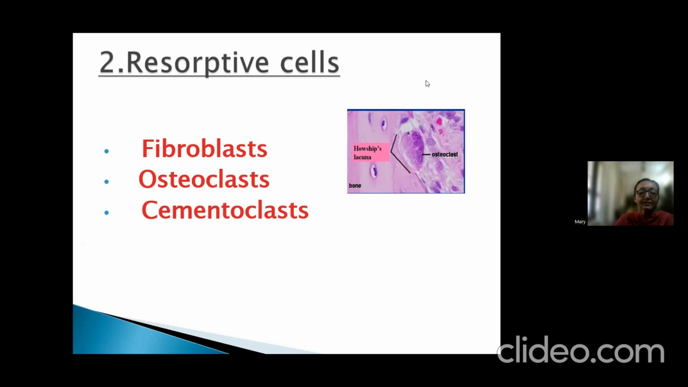Whereas cementoclasts are found in depressions in the cementum, similar to that of Howship's lacunae, and they contain mononuclear or multinuclear giant cells. And they help in destruction of dentine as well as cementum.